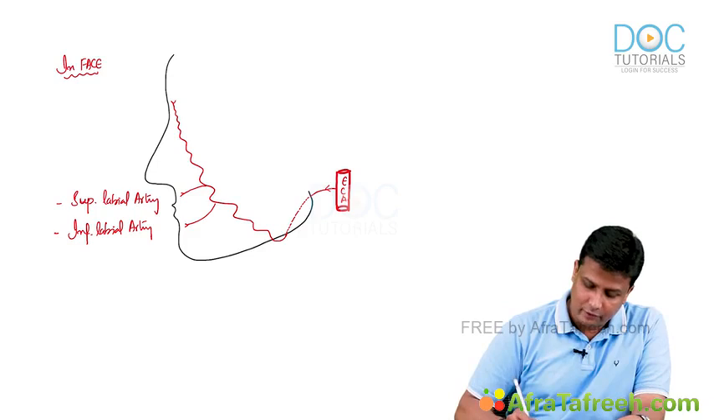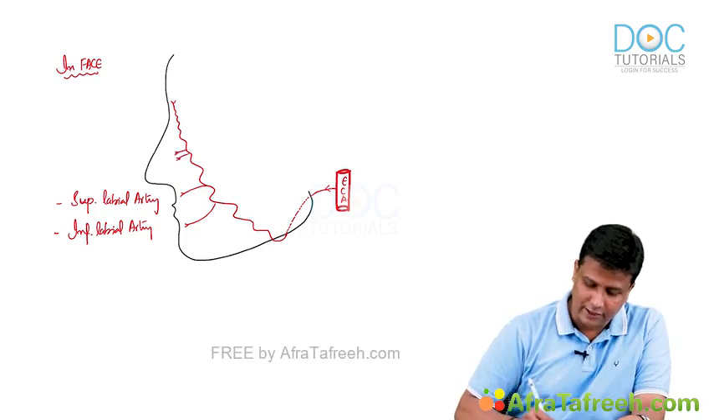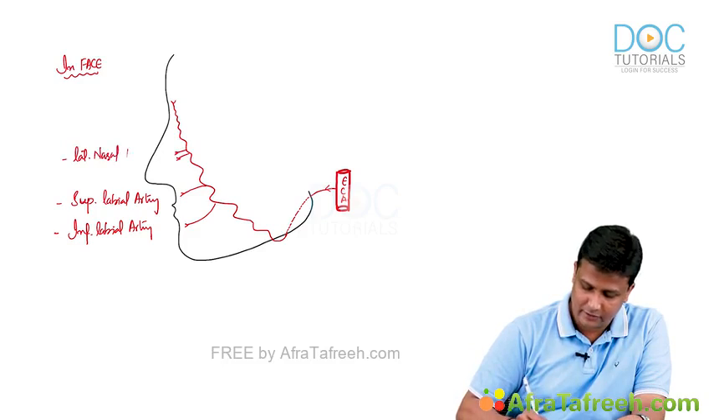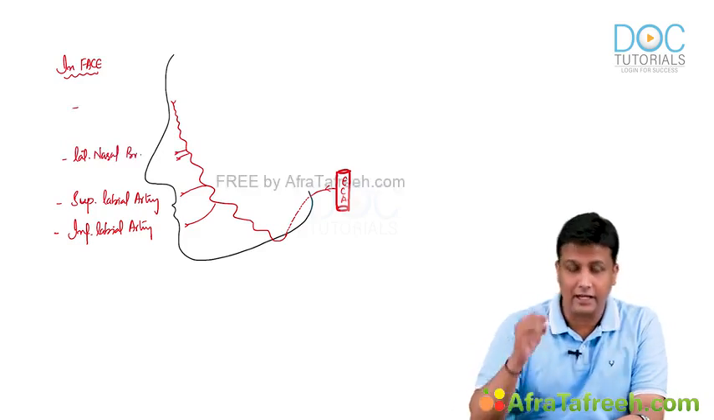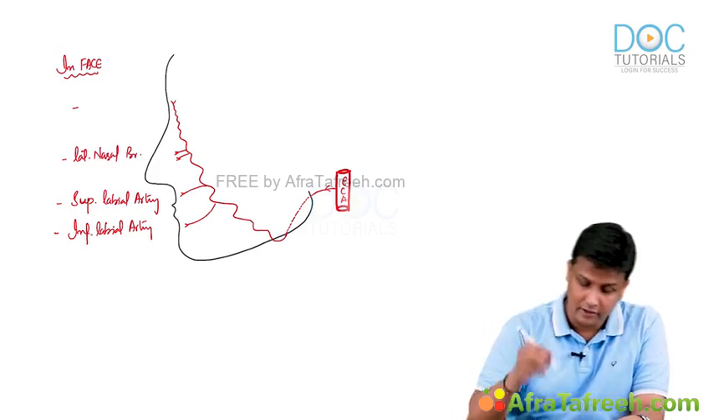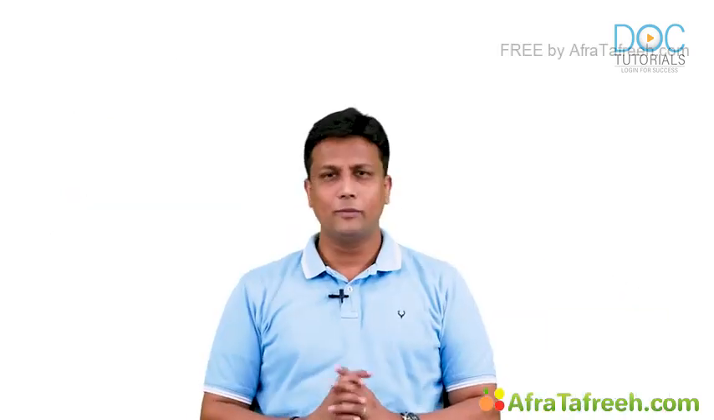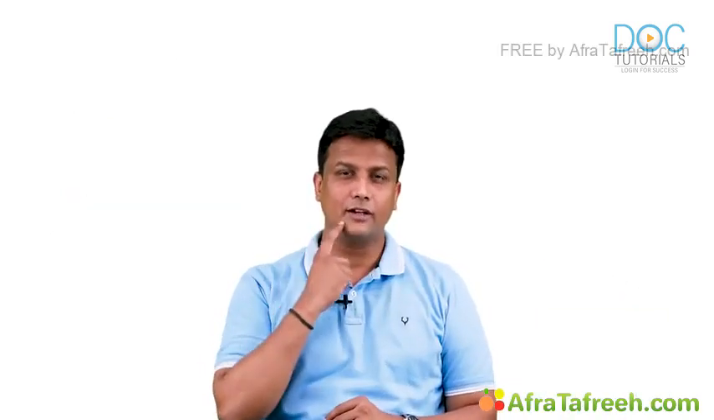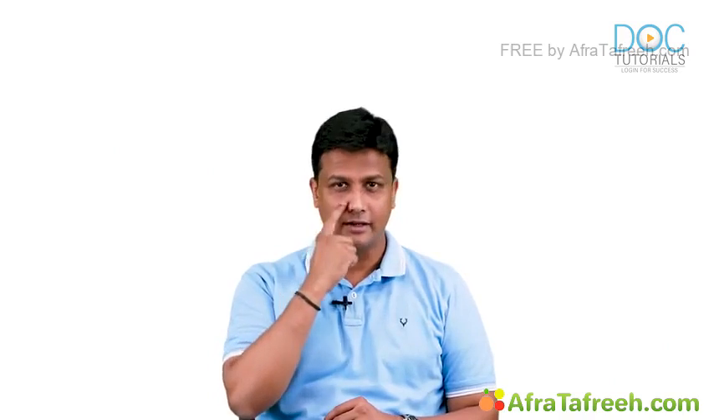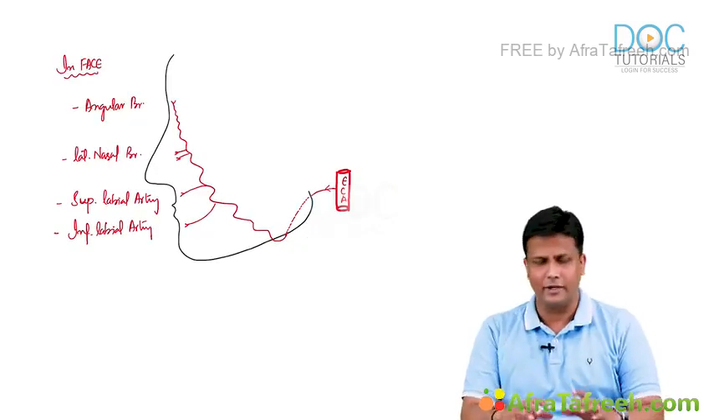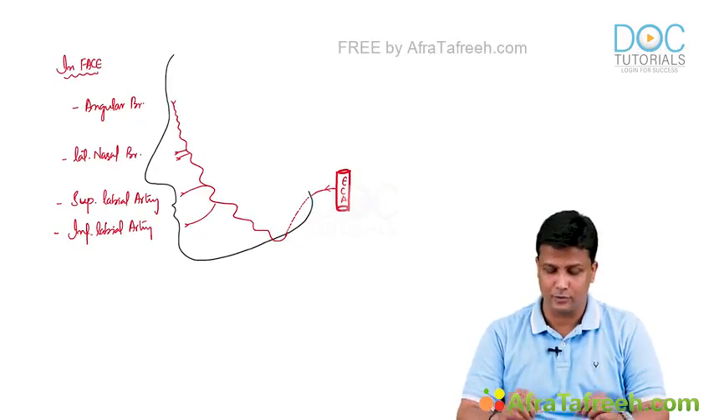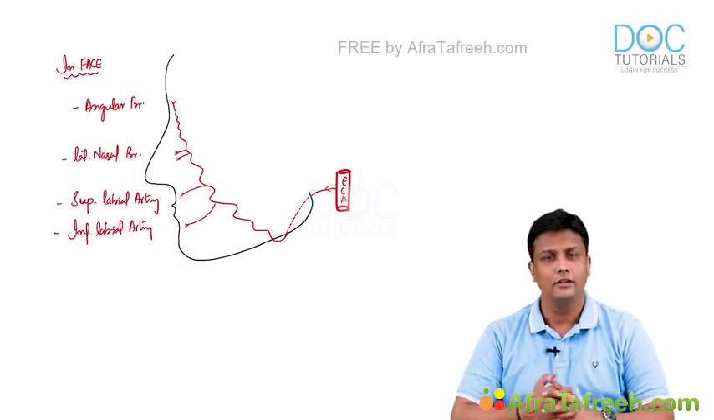And a little bit above, moving up, it will give a few branches to the lateral wall of the nose. Those are nothing but the lateral nasal branches. And finally near the medial angle, that one will be the angular branch or the angular artery. So these are the four branches which are given in the face: inferior labial artery, superior labial artery, lateral nasal branches, and the angular branch. It's nothing difficult, I hope. It's so meaningful that you can easily remember.